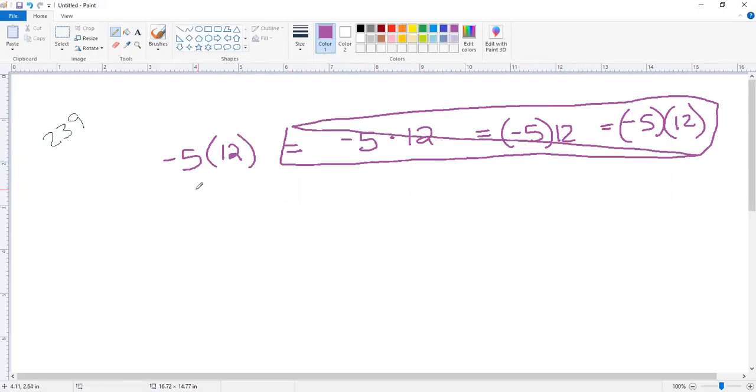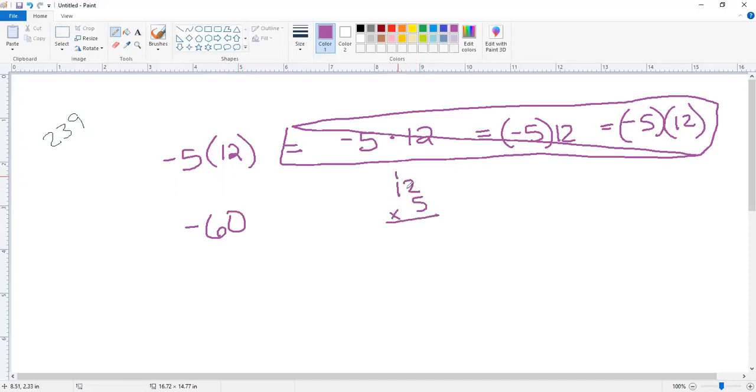Okay, so let's get back to our question. Negative 5 times 12. So we have a negative times a positive. And if we remember our rule, a negative times a positive is always a negative. And 5 times 12, that's one of our math facts from 3rd grade. Let's see if we remember it. 5 times 12 is 60.